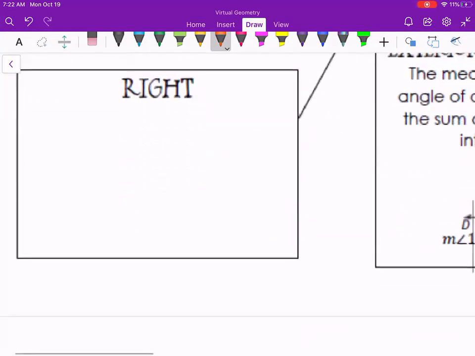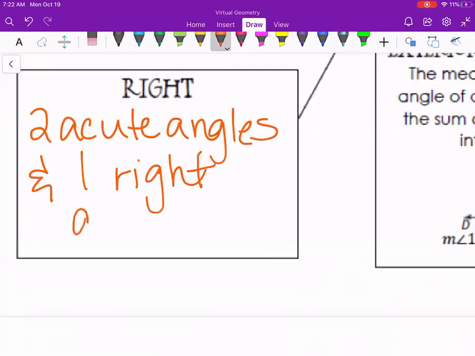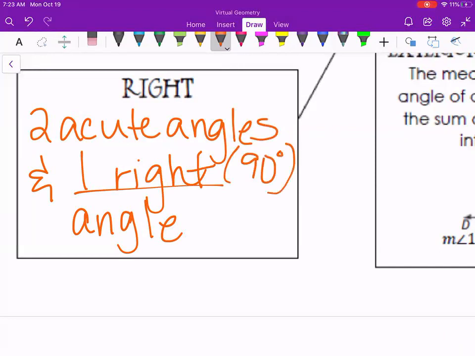Now, a right triangle gives us two acute angles and one right angle. So one of the angles in this kind of triangle has to be right, which means it needs to be exactly 90 degrees. So it's okay if the other two angles are acute, but again, if there's one that is exactly 90, that is our right triangle.